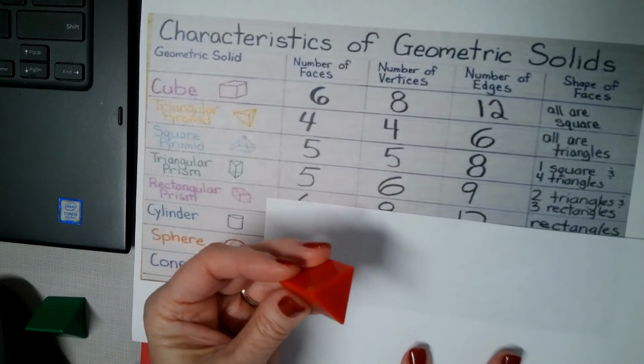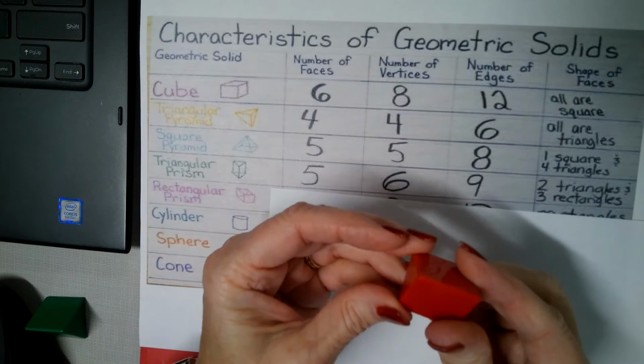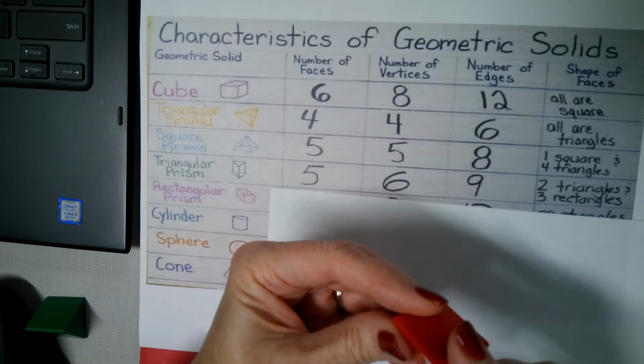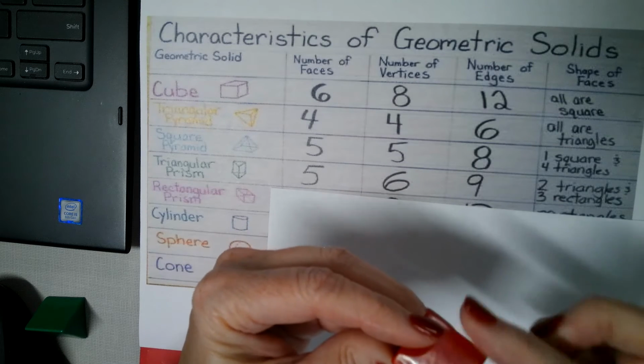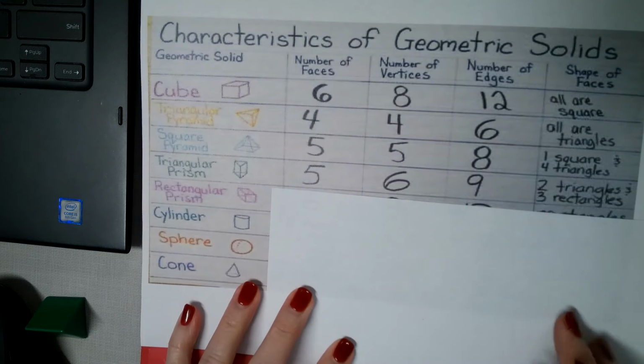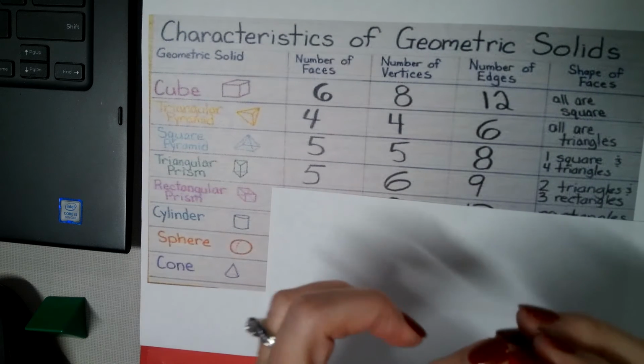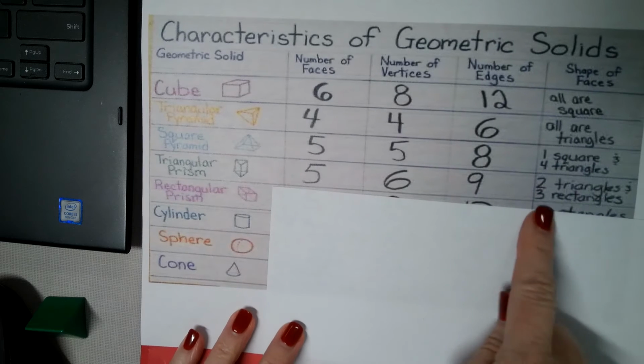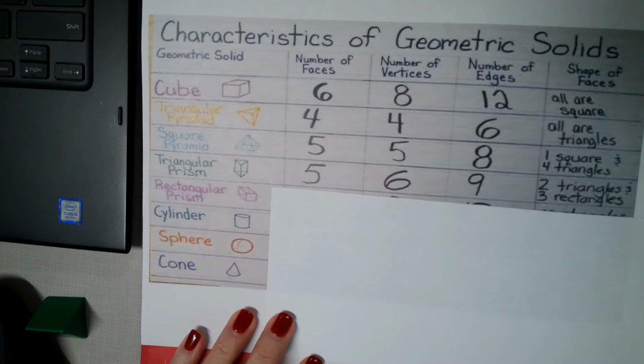Its edges, it's got a lot of edges here because I've got the 3 up for the triangle and the 3 for the other triangle. That's 6, 7, 8, 9 edges. And then this one has 2 triangles on the ends, but then these are rectangles in the middle. 2 triangles and 3 rectangles.